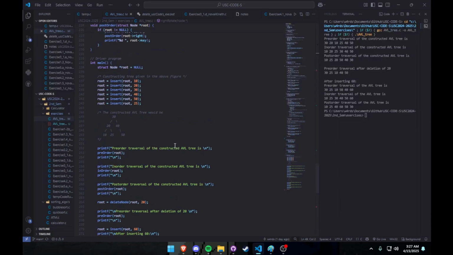I'm pretty sure you're all familiar with the structure of an AVL tree, right? Well, I know you guys won't reply to me. You guys are probably sitting comfortably at home. But this is what an AVL tree looks like. There are the 30 on top, 20, 10, 25, 40, and 50.